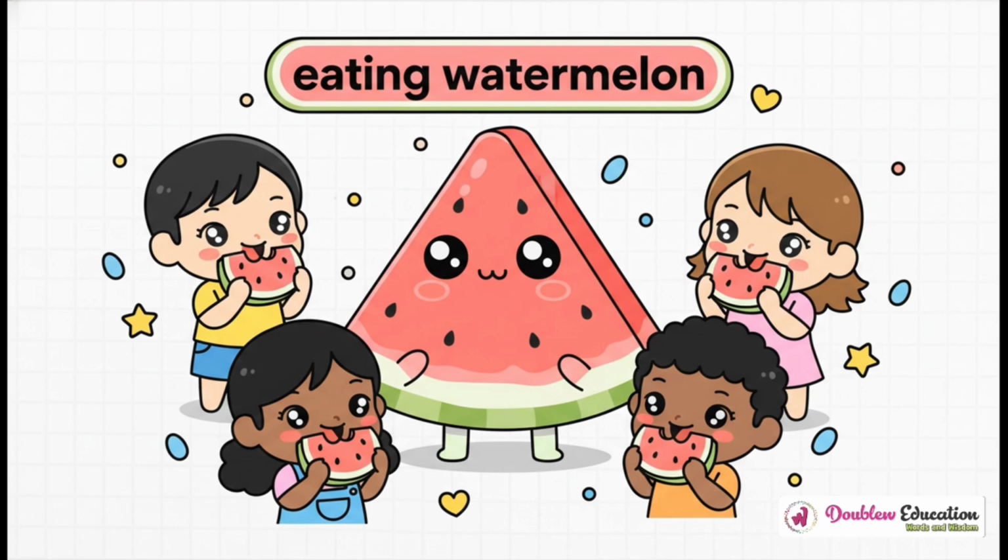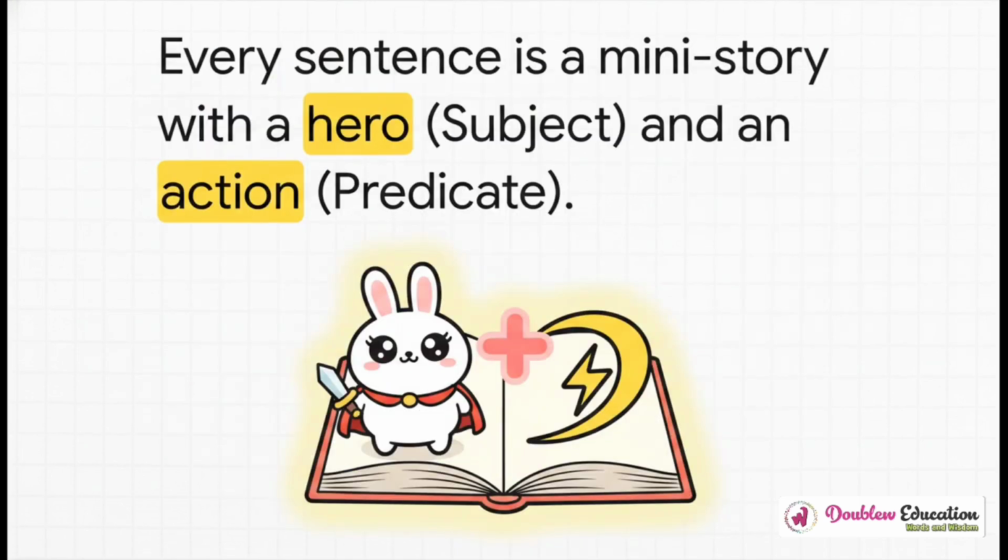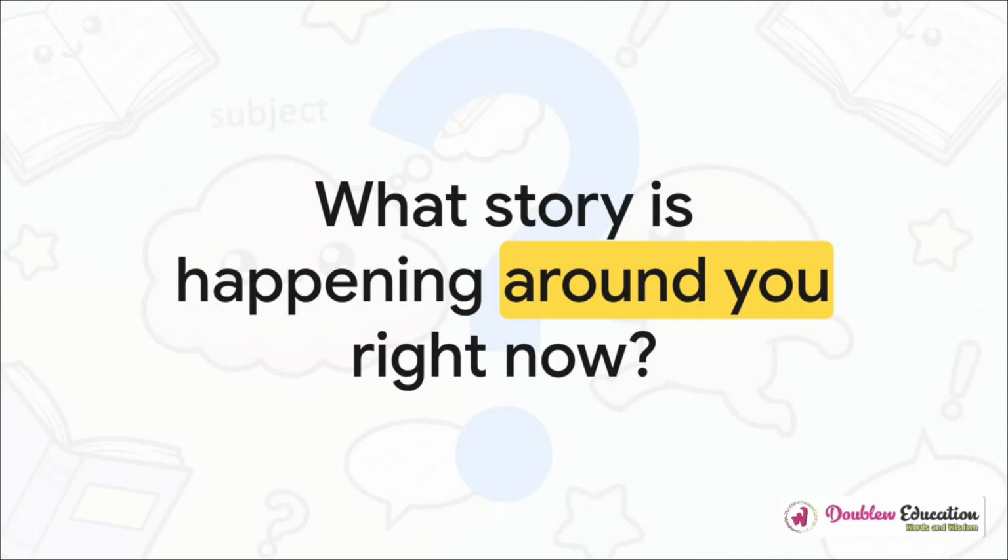You see what you just did? You didn't just find a part of a sentence. You helped build a whole story. That is amazing. And that's really the big secret we found out today. Don't ever let those big words like subject and predicate worry you. All you have to remember is that every single sentence is just a mini story with a hero and an action. So I'm going to leave you with this final challenge.